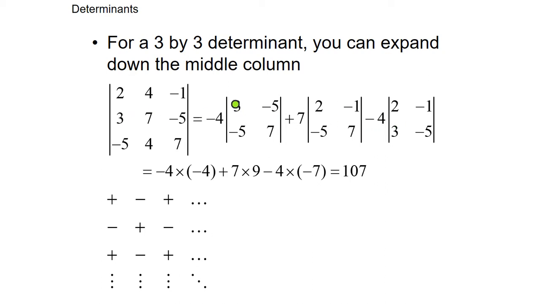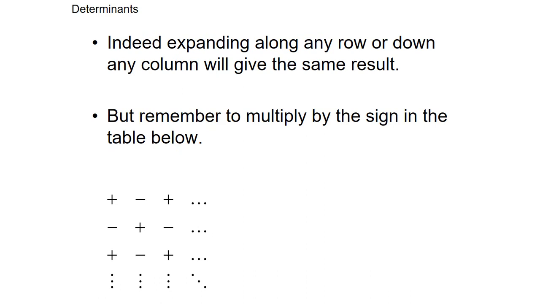And again, we calculate the 2 by 2 determinants. This one is still 21 minus 25. This one, 14 minus 5. And then we have minus 10 plus 3. That's minus 7. Do the arithmetic, and of course, it's the same answer that comes out. So indeed, you can go along any row or down any column, you'll get the same result.